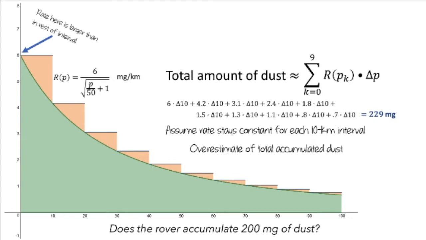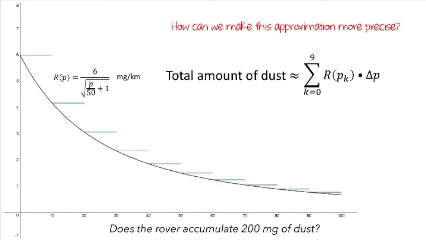This leads us to a question. How can we make our approximation more precise and reduce the amount of error? Let's think about what would happen if we switched from using 10 intervals to 20 intervals. This will mean that we'll switch from k equals 0 to 9 to k equals 0 to 19. If we use 20 intervals, they would each be 5 kilometers long.